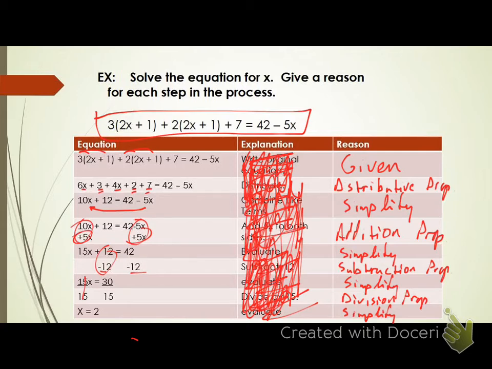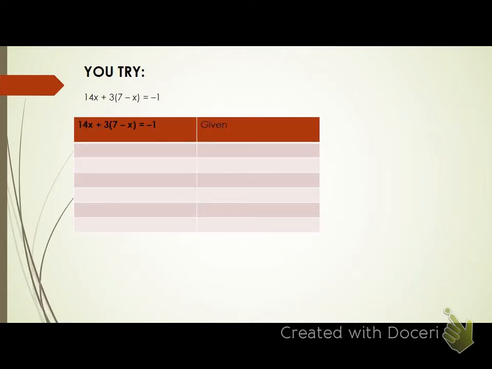Okay? So that's pretty much it. I mean, we're going to solve the equation on the left-hand side, and the reasons that we're going to give are pretty much whatever we're doing in the next step. Right? So take that and try this one. Right? You've been given this equation. You want to solve it. We went ahead and put that in the first line and told you it was given.